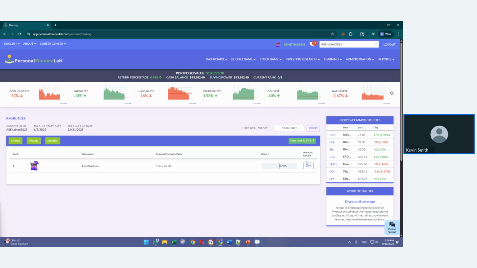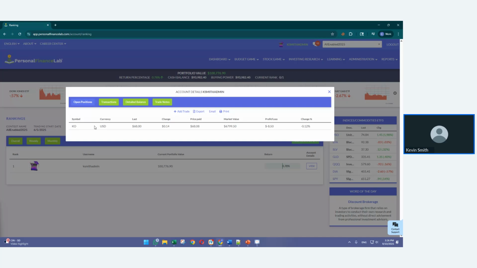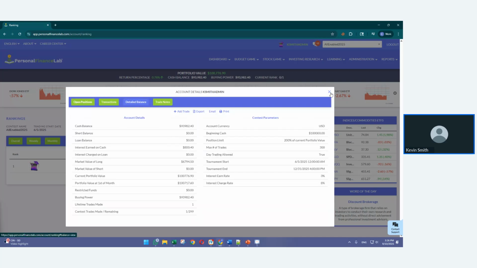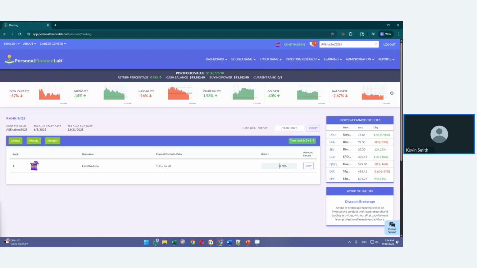This button here is only visible if you have the public portfolios turned on for your class. I mentioned that very briefly. That lets students see each other's trades, which means that if they click this, they'll see the open positions of that student, the trades they've made, some of the detailed balances, all that kind of thing. You as a teacher have a ton more reports.